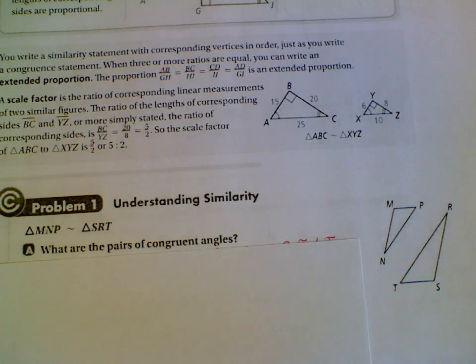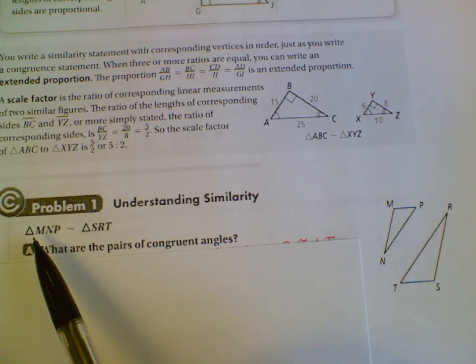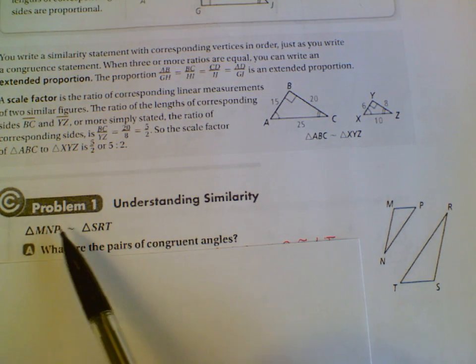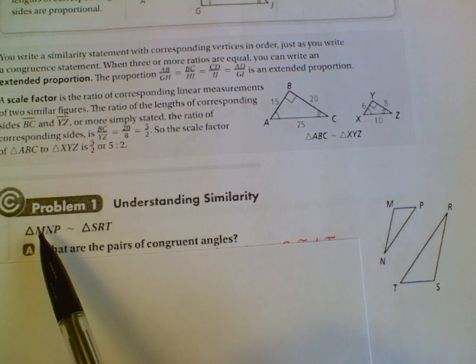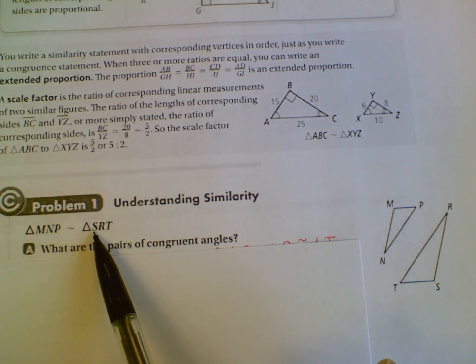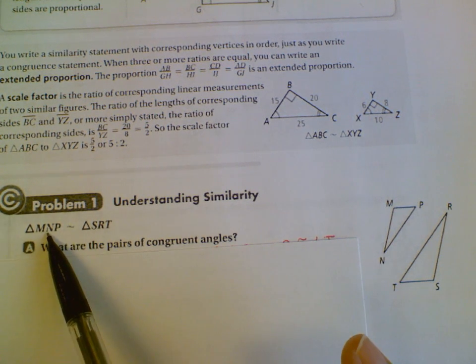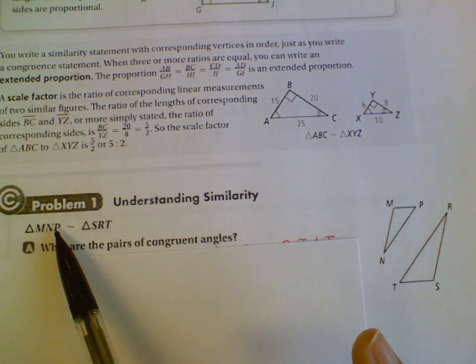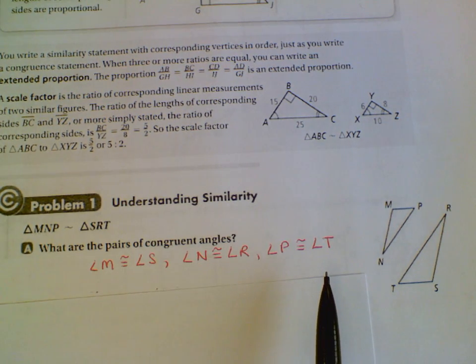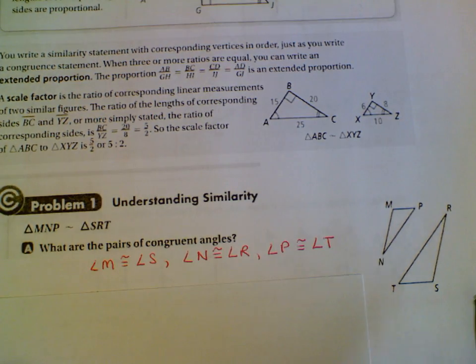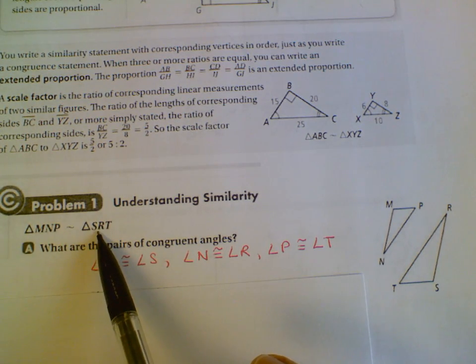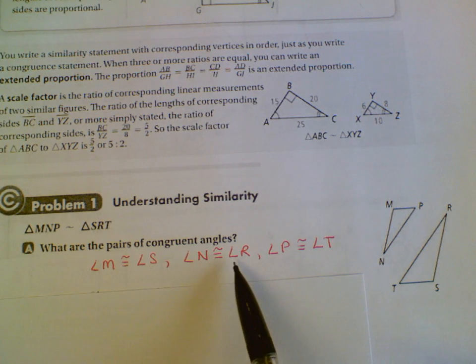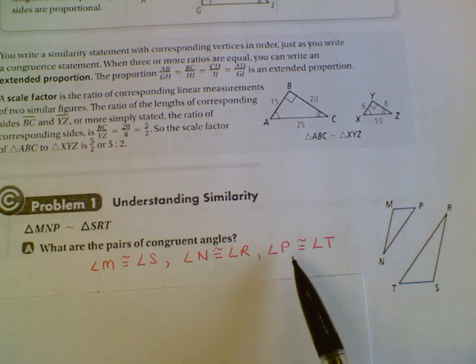If I were to lay this on top of this triangle, they would match up with the same type of shape. If you remember when we did corresponding angles and sides, I went off the statement. So if they tell me these two figures are similar, then angle M has to be congruent to angle S. N has to be congruent to R. So the first positions are congruent, second positions are congruent, and third. So that's how I did it. I won't go off of the picture unless I have to. I would just go off the statement. So I wrote M is congruent to S, angle N is congruent to R, and angle P is congruent to T.